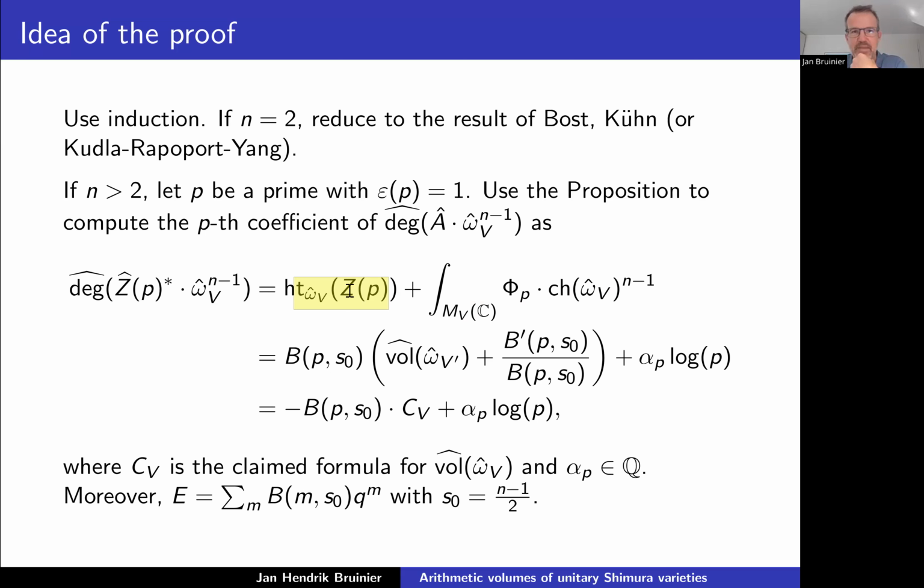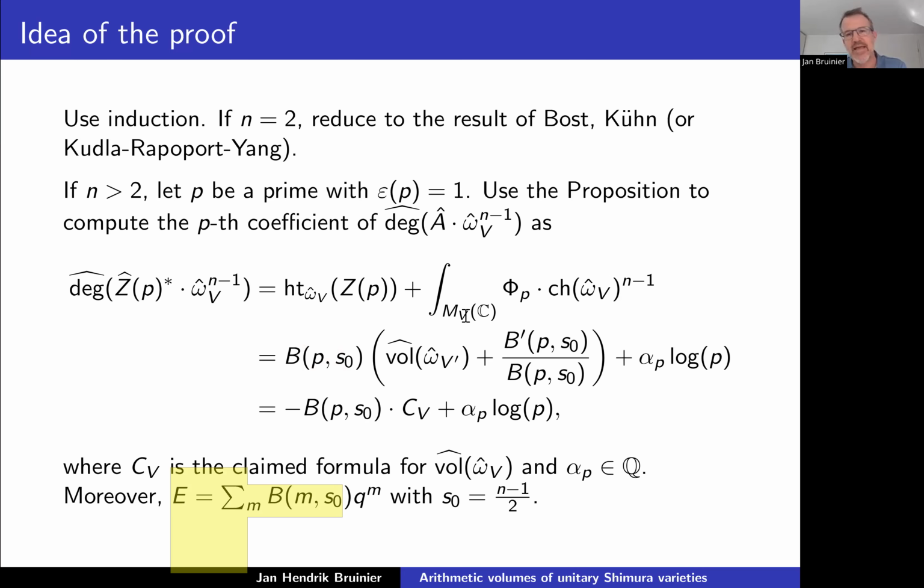Now the point is the ZP is essentially the Shimura variety in dimension one less, so somehow the Shimura variety associated to this V prime. And the pullback of the Hodge bundle is again the Hodge bundle for this Shimura variety in dimension one less. So this height gives as a contribution exactly the arithmetic volume of this unitary Shimura variety in dimension one less. And then you have a factor in front, BP, which is the pth coefficient of this Eisenstein series. So here the Eisenstein series has coefficients B, M, S0.